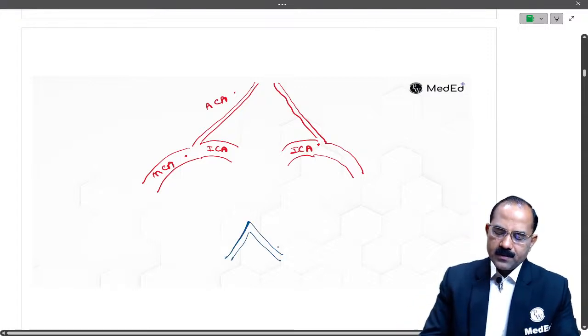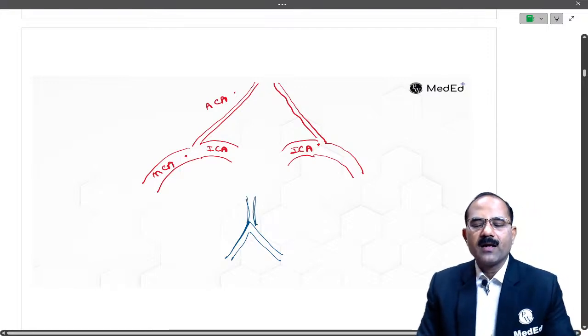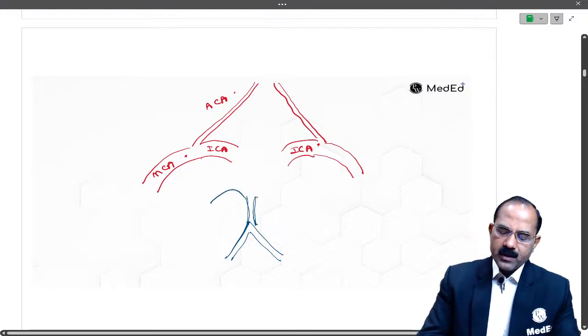What are these two arteries? Vertebral arteries. This vertebral artery joins to form what? Basilar artery. And what are the terminal branches of basilar artery? Anyone? This is the posterior cerebral artery. ये क्या है? Vertebral.